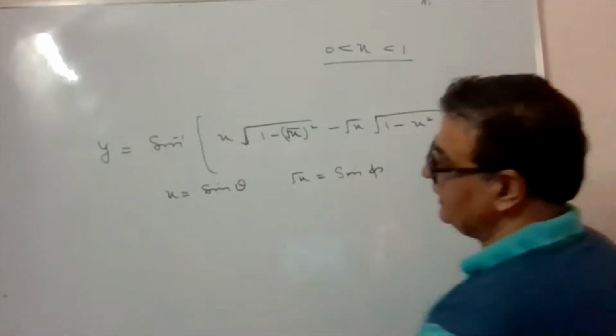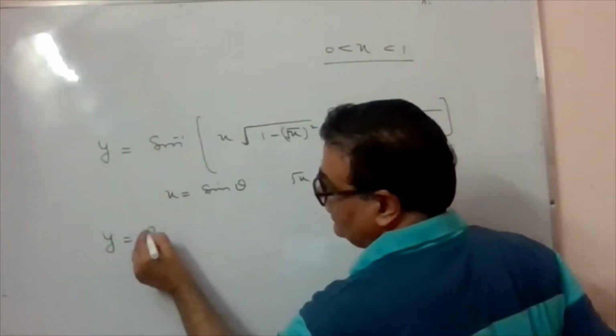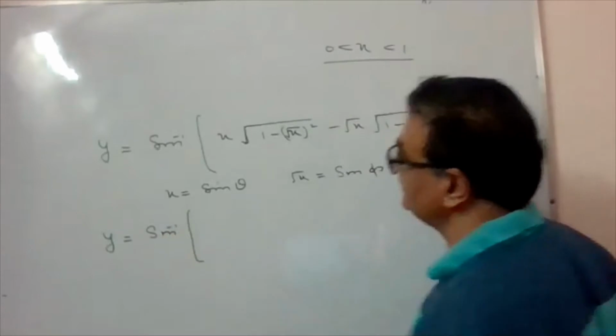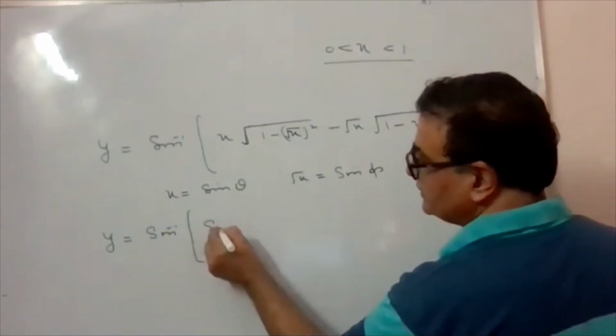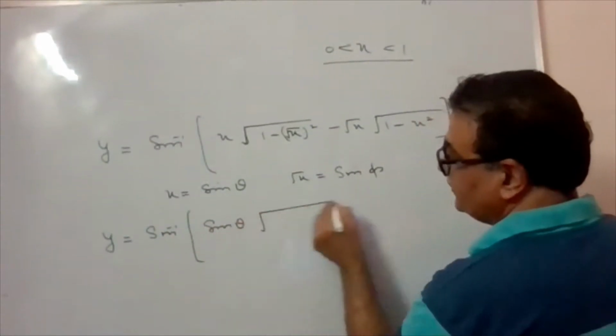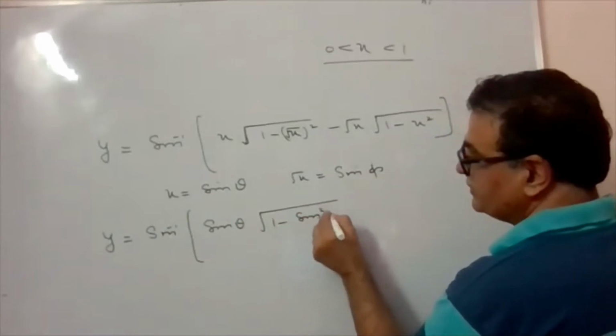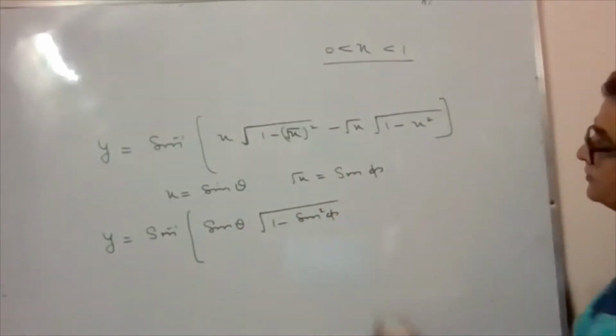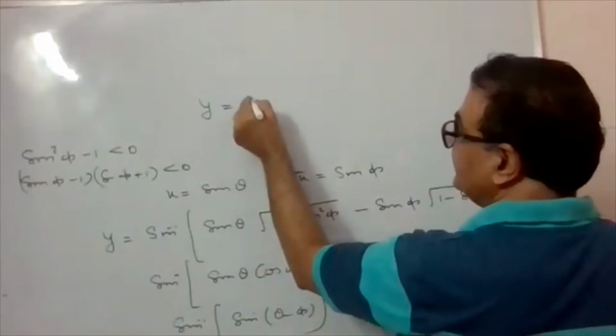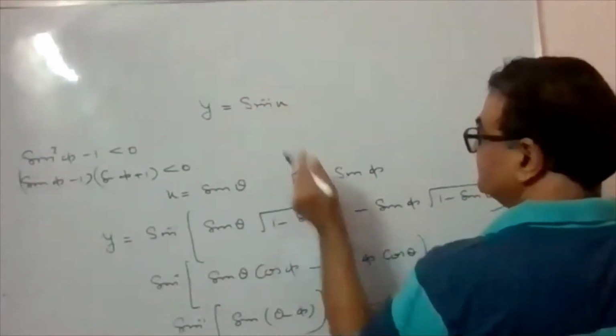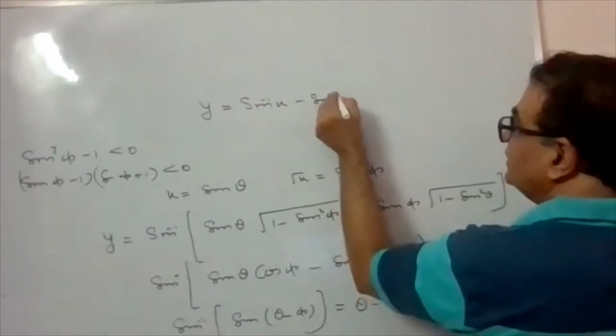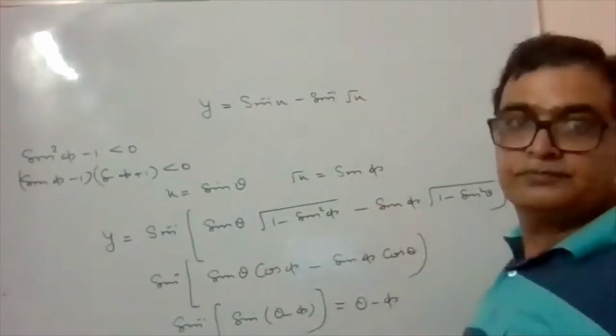When you do this, the result comes out to be y is equal to sine inverse of x, which is sine theta, times root of 1 minus sine square phi. My theta means sine inverse x, and this will be sine inverse of root x.